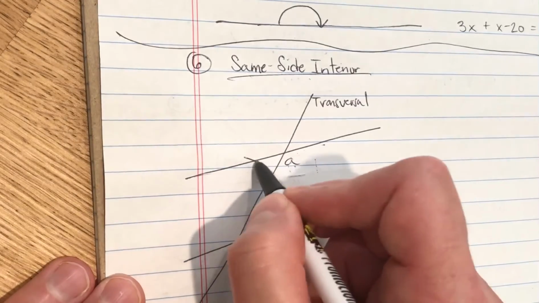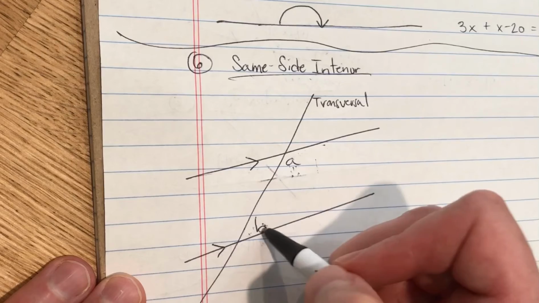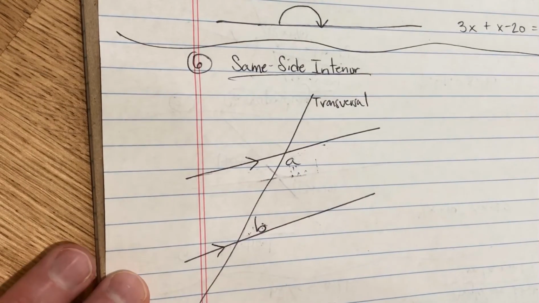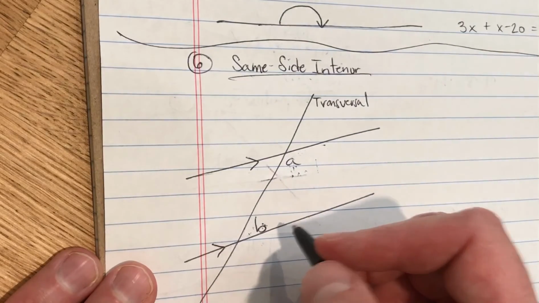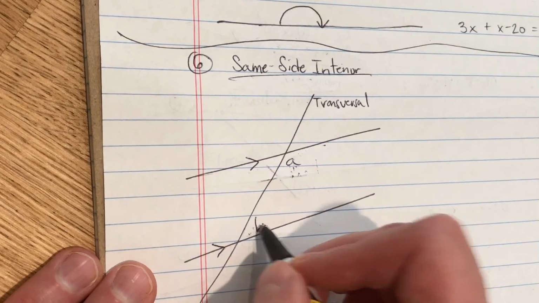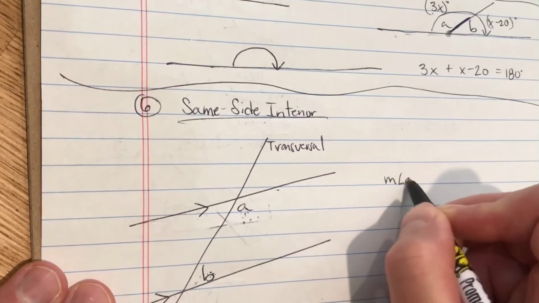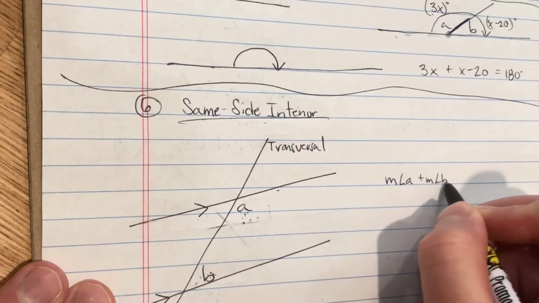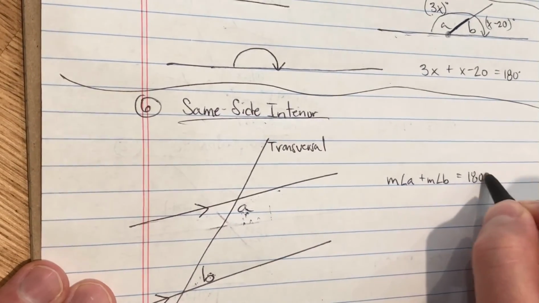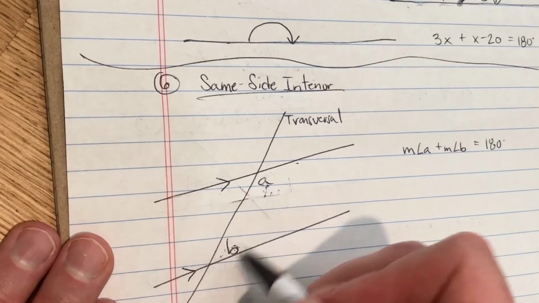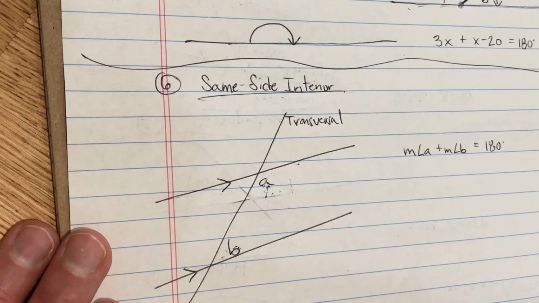And if these intersected segments are parallel to each other, then they're going to be supplementary. So let's say, however many degrees this was, however many degrees this one was, we could generically just say the measure of angle A plus the measure of angle B. Collectively, these two angle measures added together has to equal 180 degrees. So whatever your algebraic expressions for these two angles are, substitute them in, set it equal to 180 degrees, and there you go.